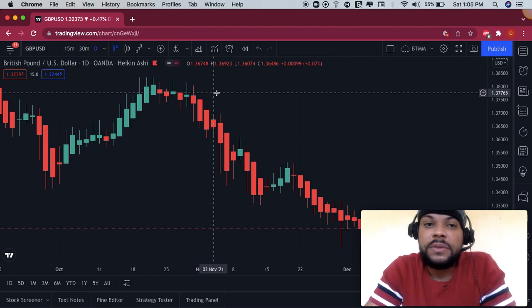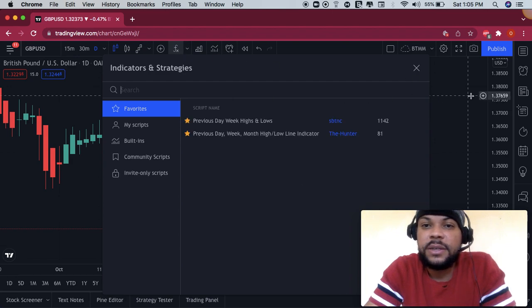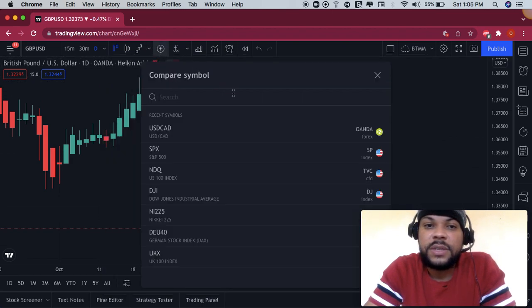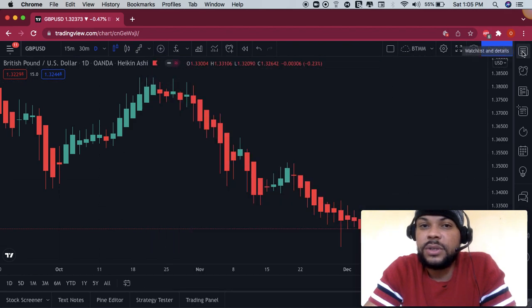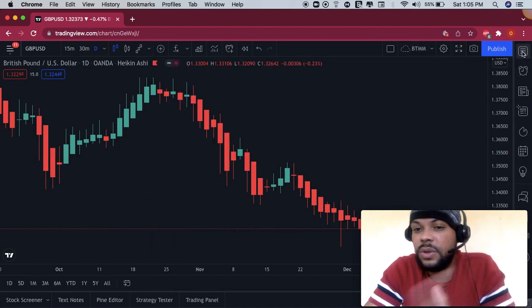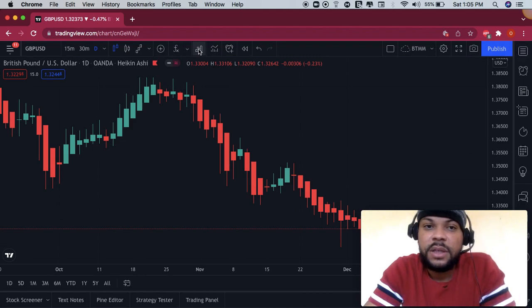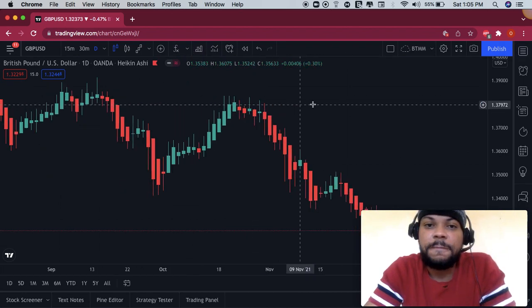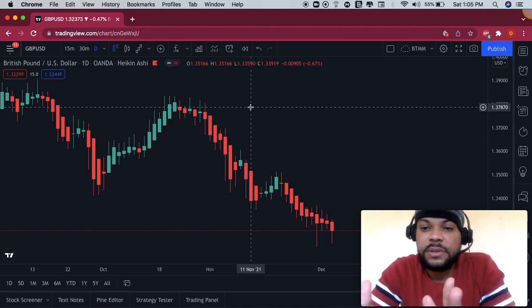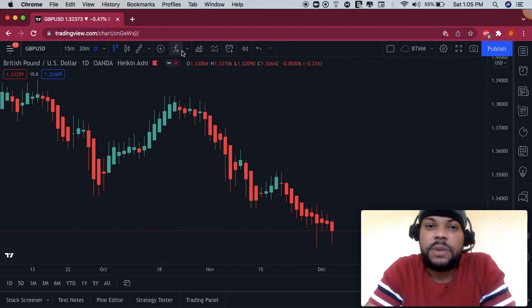But what I recommend is, don't use this to add symbols or to compare symbols. It's better you just come over here. I'm going to show you that later, so let me just finish this top row first. I'll show you how to add your symbols properly to your chart later. So the next one would be your indicators.